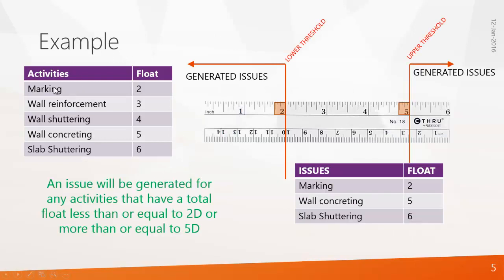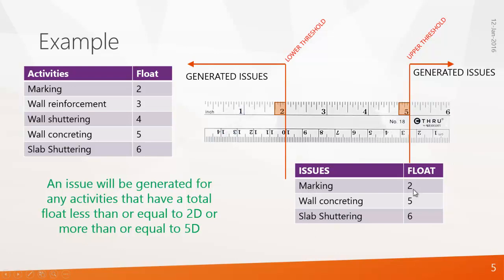Look at this example. Here I have created some activities which have some float. Marking has 2 days, wall reinforcement 3 days, wall shuttering 4, wall concreting 5 and slab shuttering 6. Here I am going to create a threshold, with a lower threshold value of 2 and an upper threshold value of 5. So when you create an issue, what happens? The program will generate an issue for any activity that has a total float less than or equal to 2 days. Whatever values come in this area will be generated as an issue. Also more than or equal to 5 days, that means total float equal to 5 or more than 5. So when you run this threshold, the program will create these 3 as issues.